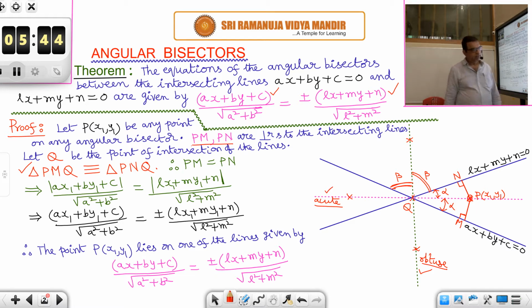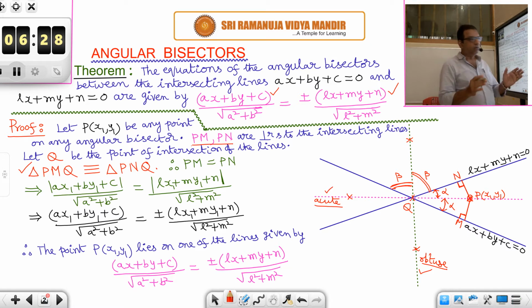Can you tell why? Because both are right angle triangles. Here this angle is 90 degrees, that angle is 90 degrees, because PM, PN are perpendiculars. And the angles alpha are equal, because the pink dotted line is the angular bisector. So the two angles alpha are equal. So two angles are equal means the remaining angles also will be equal in the two triangles. And the hypotenuse PQ is common for both of them. You can see in the diagram, the hypotenuse PQ is common for both the triangles.